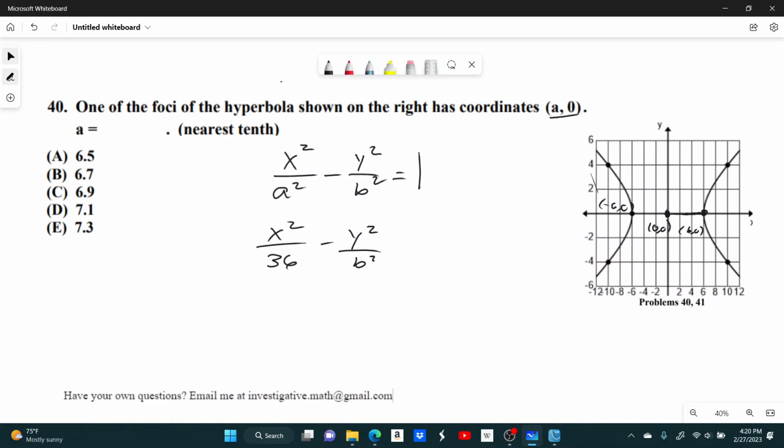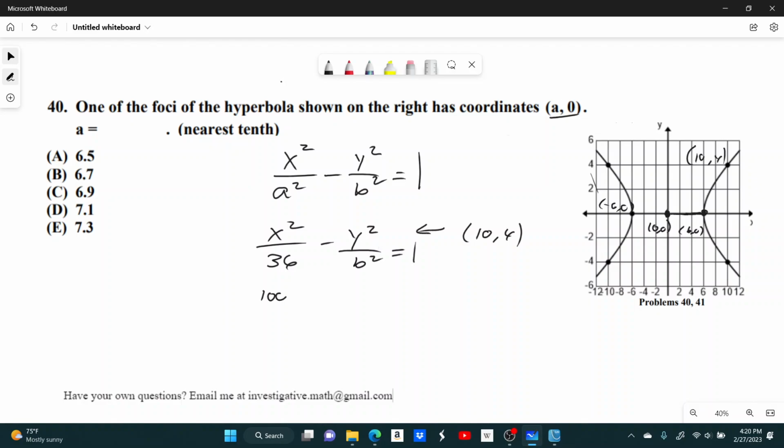Now, it's a little bit trickier to solve for b. It's not as straightforward, but you'll notice that we have these points over here. And we can actually use these to solve for whatever b is. So I'm going to use this point up here. This is (10, 4). Yes, (10, 4). So I'll plug that into this equation and see if we can solve for b.